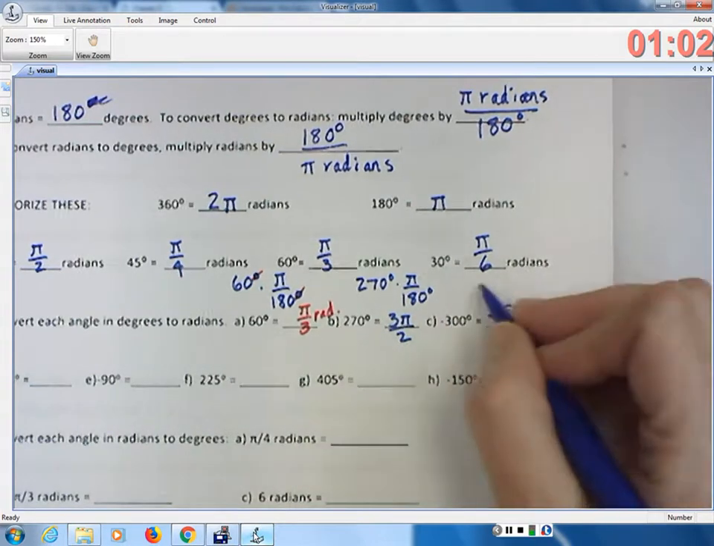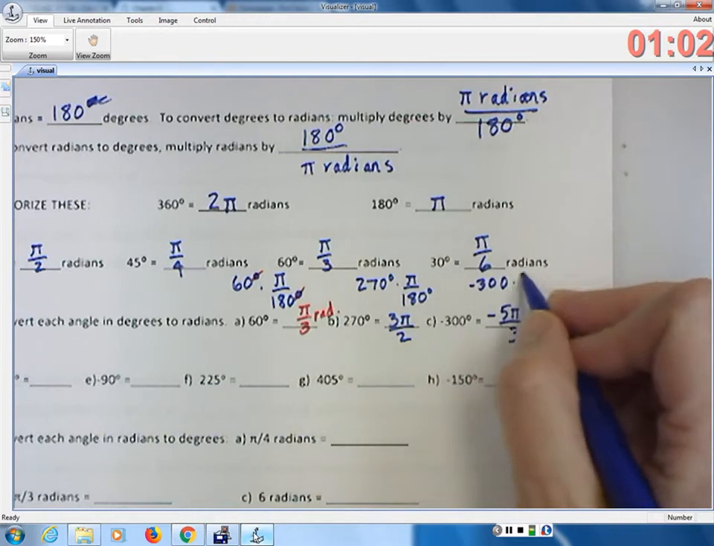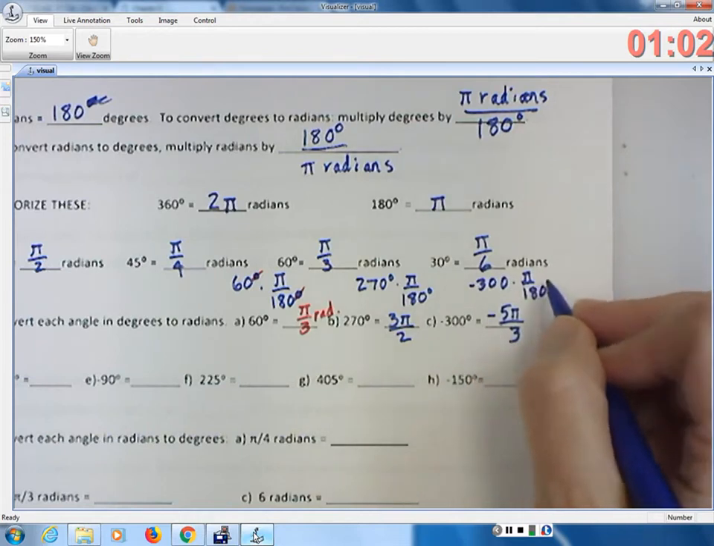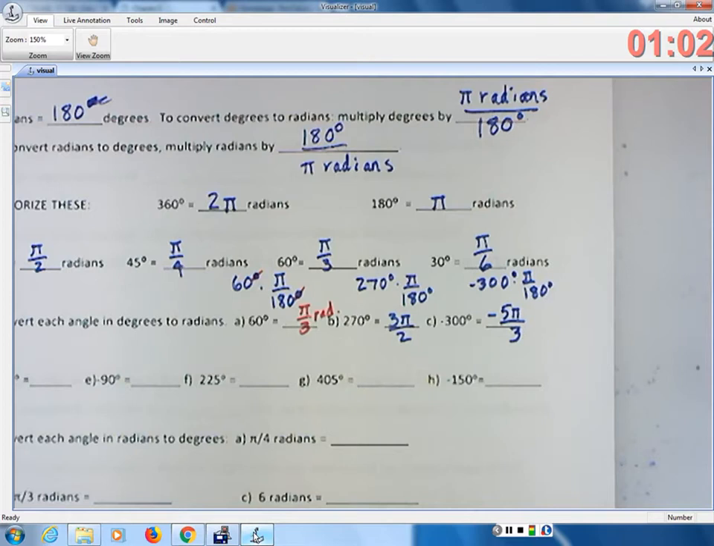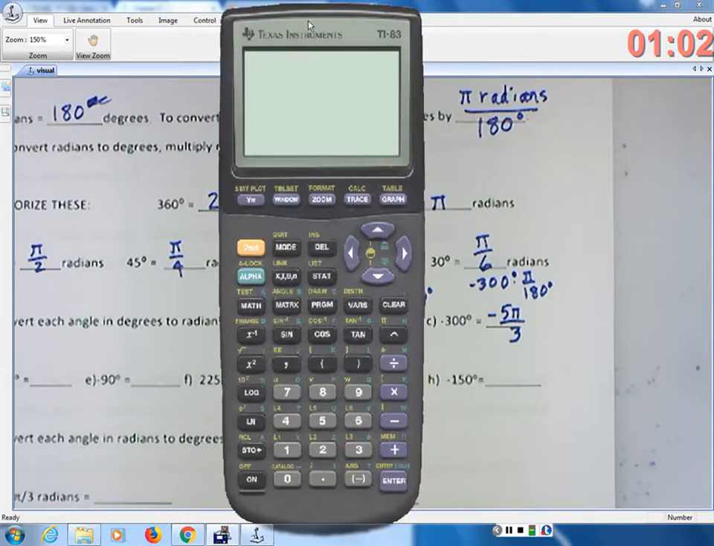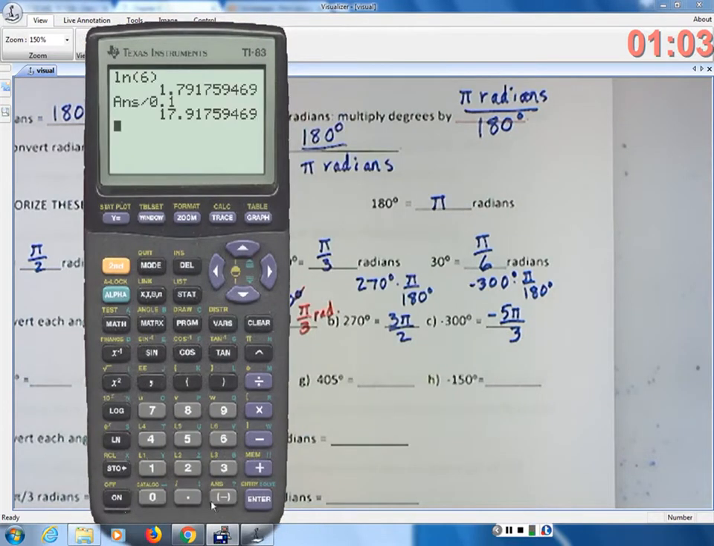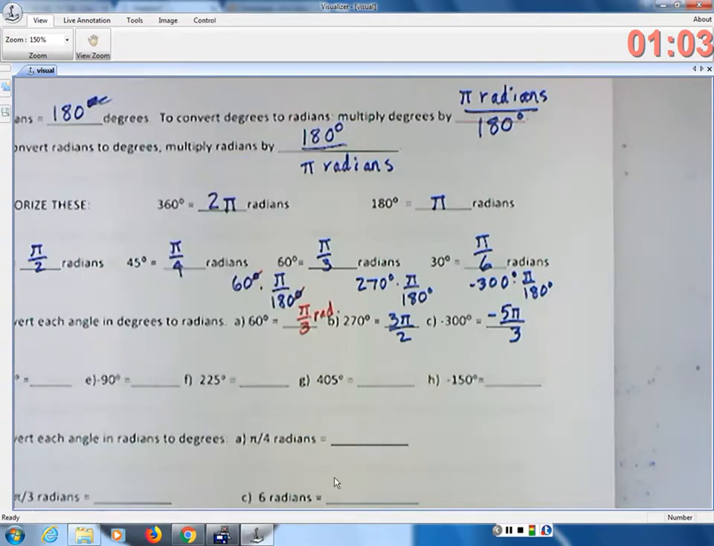This is going to be minus 300 times pi over 180. The degrees cancel. You can put that in your calculator. Minus 300 divided by 180. Enter. Math. Enter. It's minus 5/3, and then you keep the pi. So you can use your calculator to do those fractions instead of figuring. Okay.